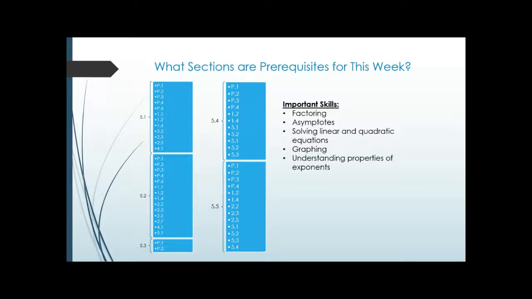So out of the sections that you're learning this week, you will be refreshing your factoring skills or reinforcing them. We will be talking about asymptotes again. You'll be solving linear and quadratic equations in addition to these exponential and logarithmic equations. You'll be graphing, and then you'll need to understand the properties of exponents because we'll be working with them in terms of exponential equations, hence exponent. And the properties of logarithms are like the reverse of the exponent, so to speak. So those properties will come back to you.